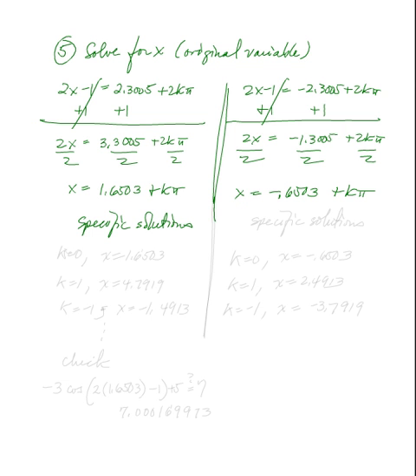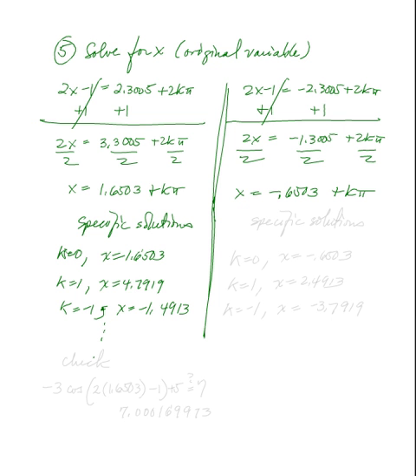So we'll just continue on here. For here, if k is 0, obviously you're going to get x equals 1.6503. If k equals 1, you're going to get x equals 4.7919. K equals negative 1, you're going to get x equals negative 1.4913, and so on and so forth.